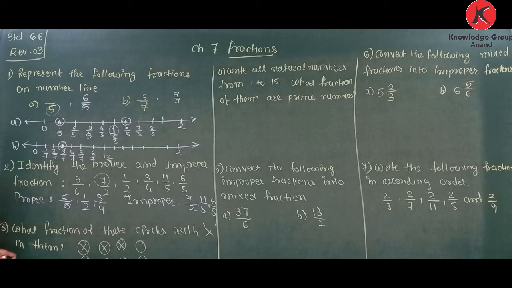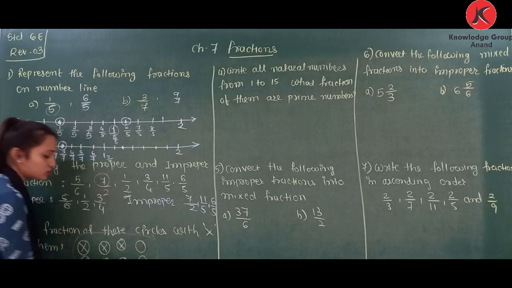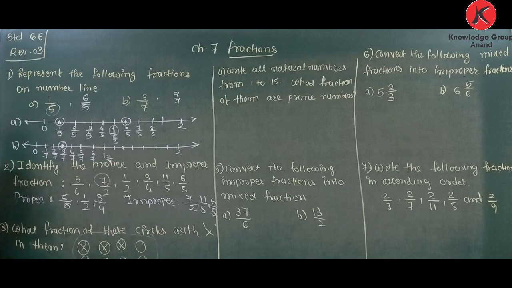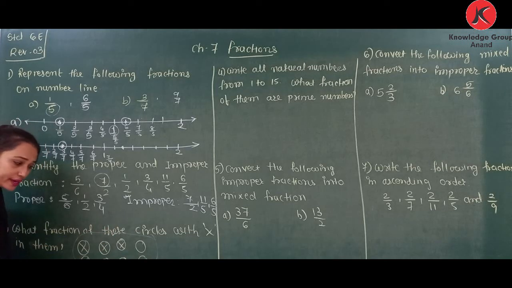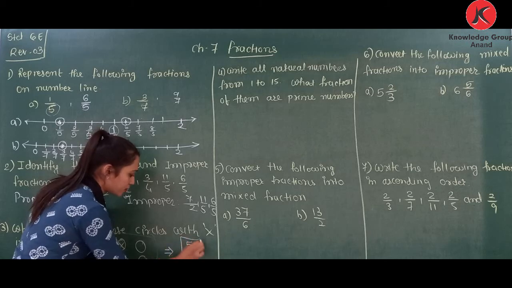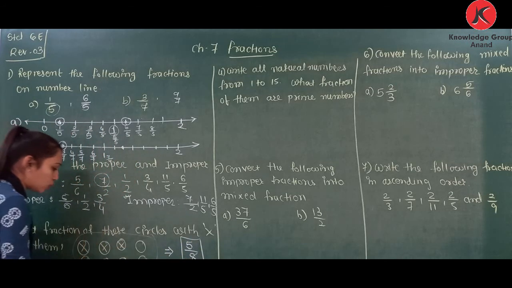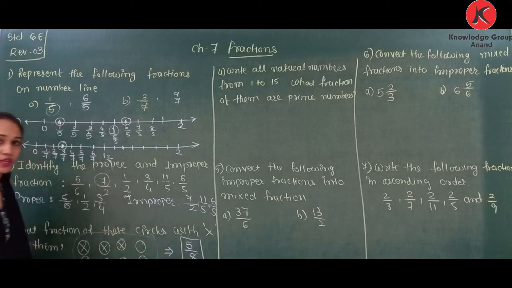What fraction of this circle is with x in them? Now you need to represent this as a fraction. How many circles do we have? 1, 2, 3, 4, 5, 6, 7, 8. From 8, how many circles are with x? So 5 circles are with x, so we can write 5 by 8 as a fraction. From total, 5 circles are with x, so it is 5 by 8.